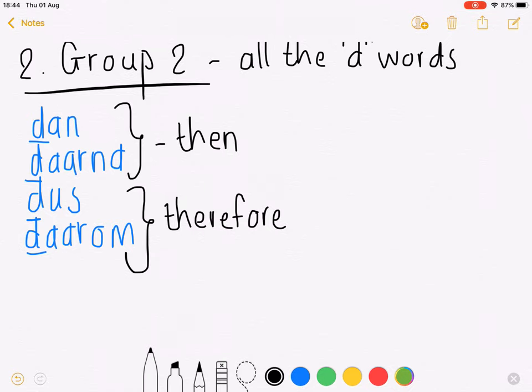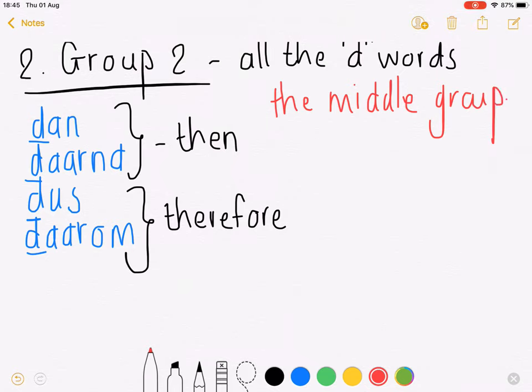Right, in group 1, the little quirk was my cat drawing. In group 2, we speak about the middle group. Bear this in mind when we discuss the rule. Let's have a look at the rule.